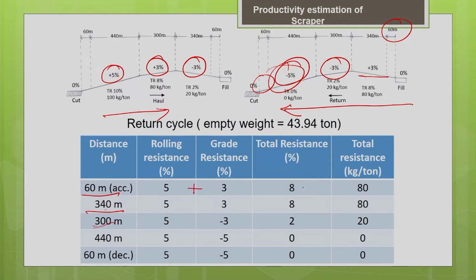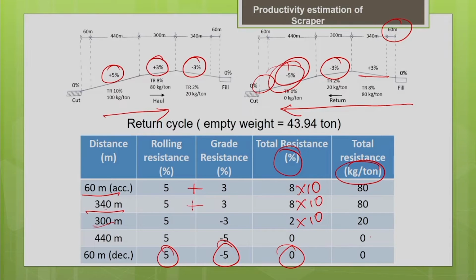5 plus 3, 8. 5 plus 3, 8. 5 minus 3, 2. 5 minus 5, 0. 5 minus 5, 0. Now you can also convert the resistance percentage into kg per ton. Multiplied by 10: 80 kg, 80 kg, 20 kg, 0 and 0. So now we have determined the total resistance in percentage as well as in kg per ton, for the entire haul route as well as for the return route.